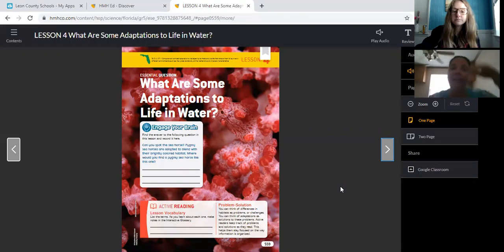So we're going to go through many different water habitats and show you the differences between these habitats and the adaptations that the animals and plants have in each one. So here we go.